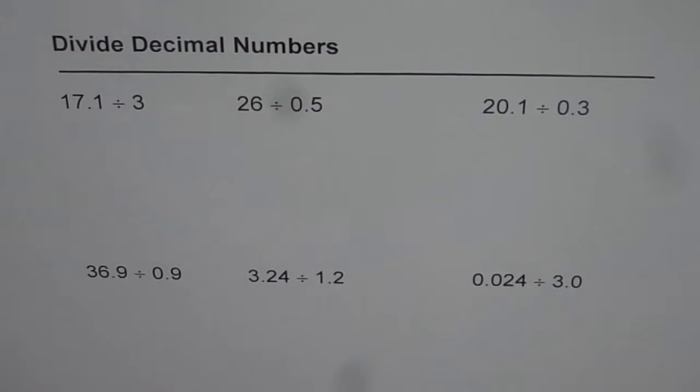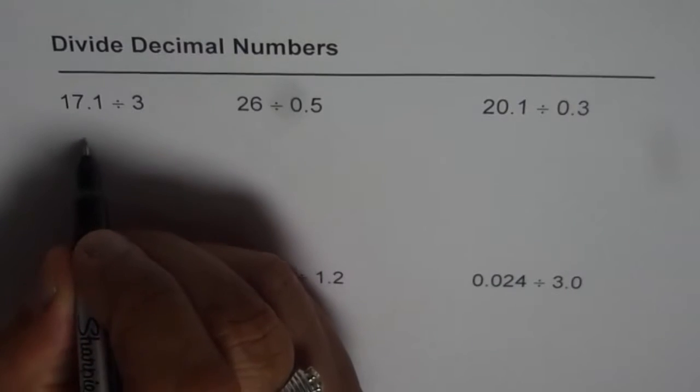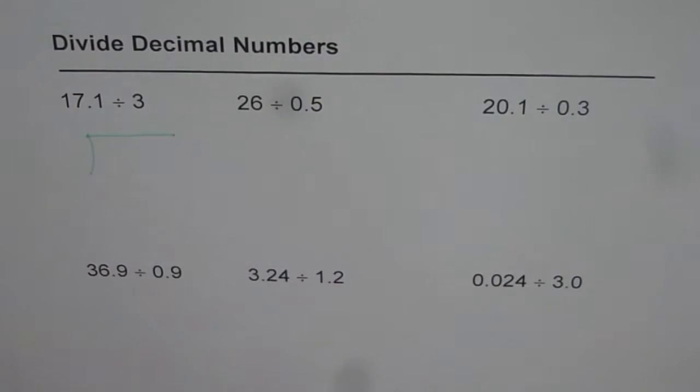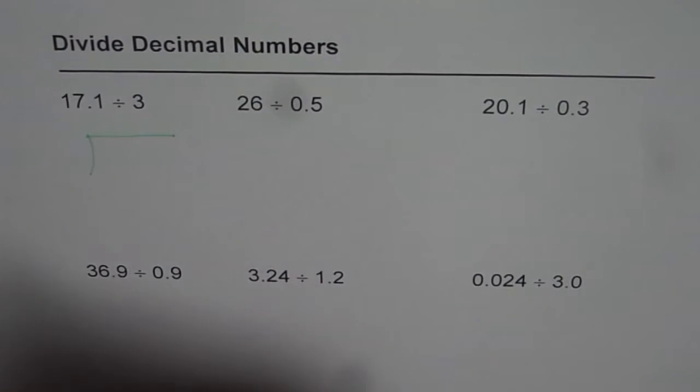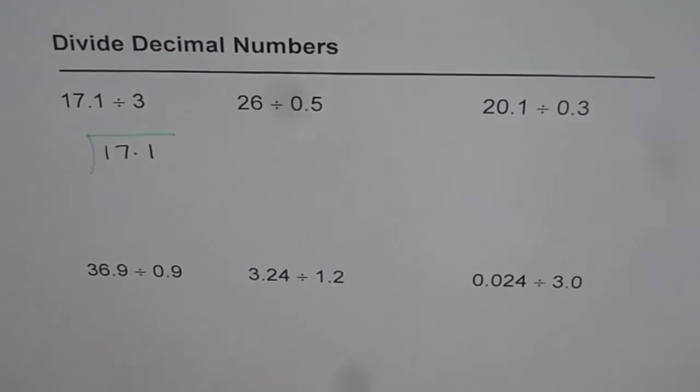Let us now review how to divide decimal numbers. So the first question here is 17.1 divided by 3. It's like that is a symbol to divide, and we will write 17.1 inside, right? And the divisor here is 3.